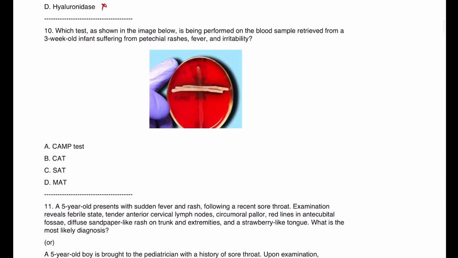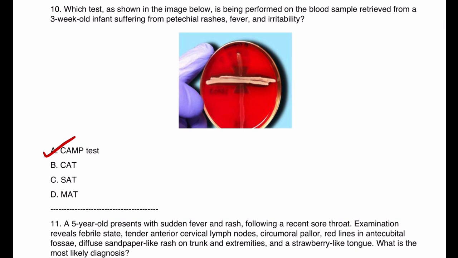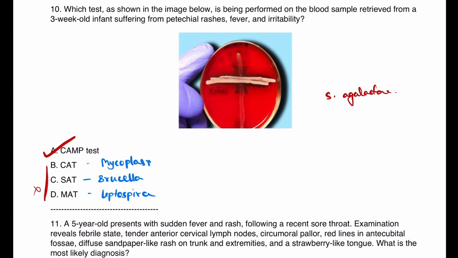Now obviously the test shown is the CAMP test. CAMP test for Streptococcus agalactiae. CAT, SAT and MAT are not used for now. MAT is for Leptospira, you know. Then SAT is probably for Brucella, and CAT is probably for Mycoplasma. Okay, these are all serological tests that you do.